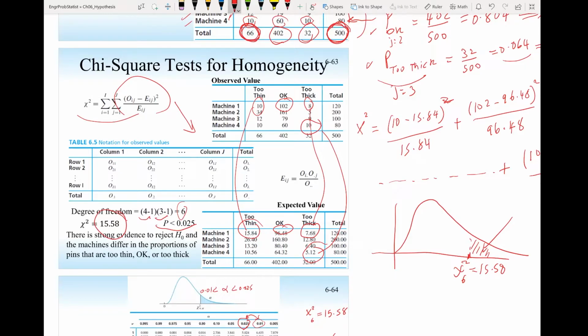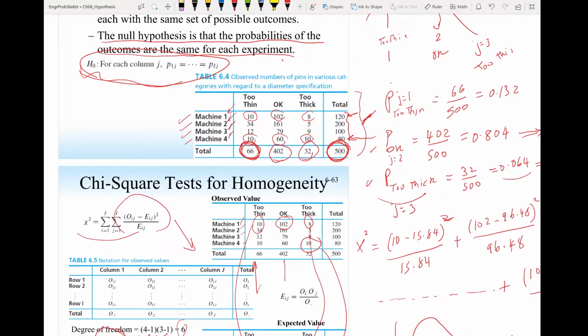So there is strong evidence to reject the null hypothesis, because the differences between the expected value and the observed value are just too large to justify that this probability is going to be the same for machines 1, 2, 3, 4, and this probability the same for machines 1, 2, 3. It seems like machine 2 produces maybe more okay than the too thin and the too thick. And if we really want to see why they are not uniform, let's look at the probability of too thin for machine 1. It is 10 divided by 120. And this is 8.3%. So that's already far from 13.2%.